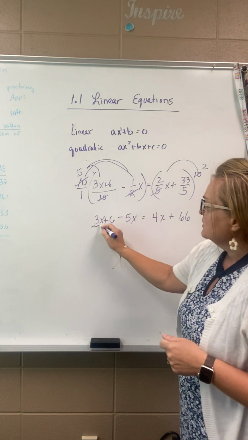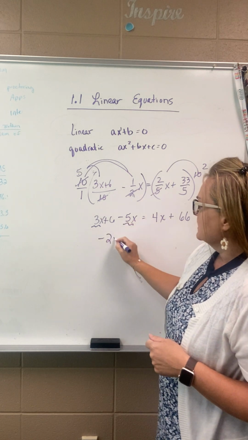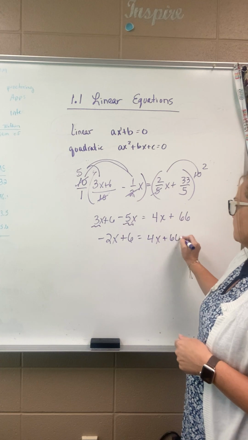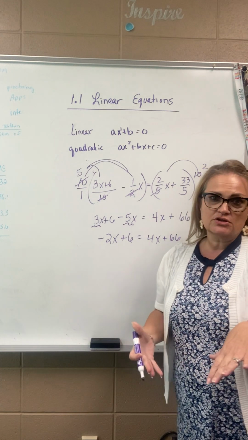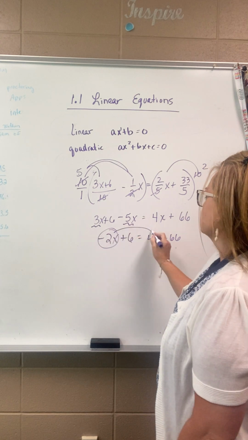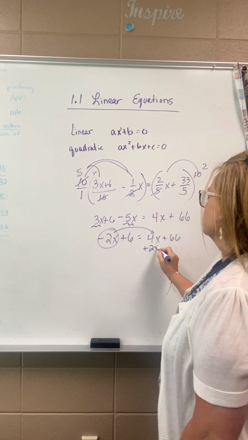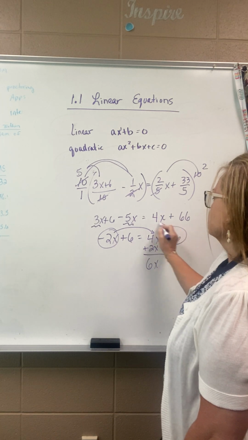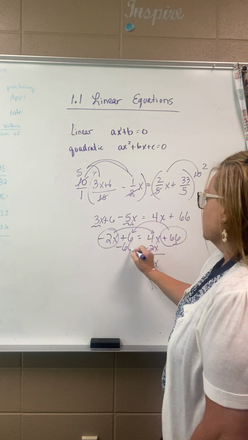Simplify each side. 3x minus 5x is negative 2x. Then we want to bring our variables all to one side and our constants to the other. So minus 2x to the right side becomes plus 2x, for a total of 6x. 66 to the opposite side is minus 66.